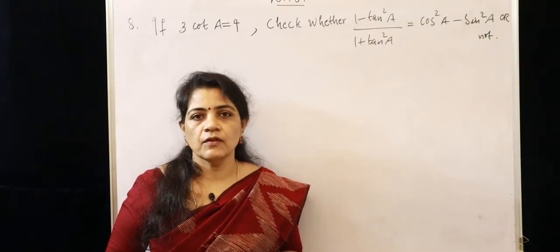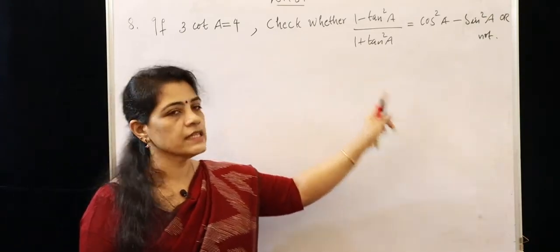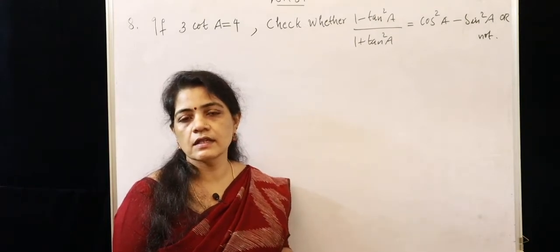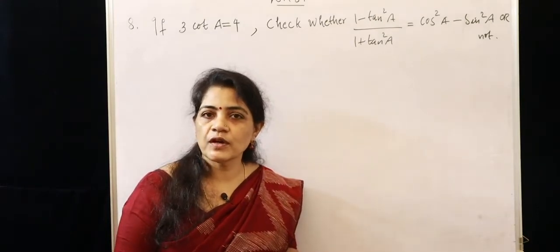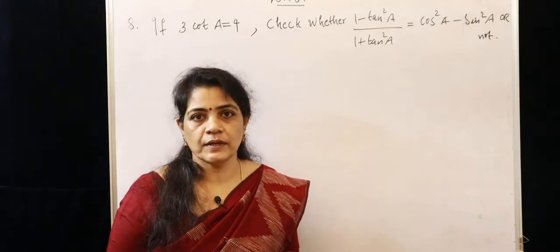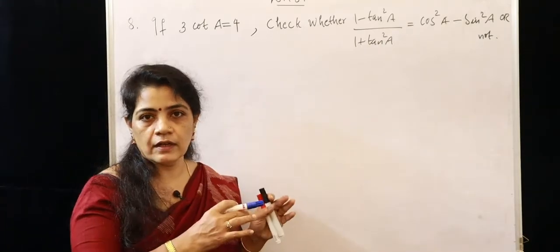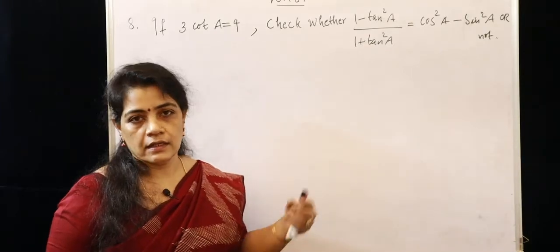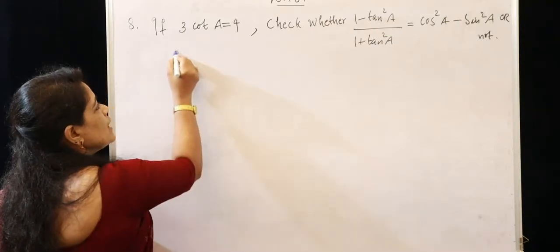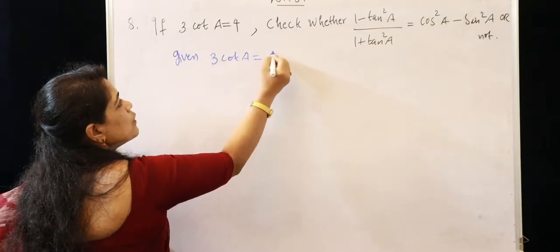In the 8th question, we are given 3 cot A is equal to 4, and we have to check whether (1 minus tan square A) divided by (1 plus tan square A) is equal to cos square A minus sin square A or not. This is a very important question, can be expected. So what is given? We can start from what is given and we can reach the answer very easily. That means 3 cot A is equal to 4.